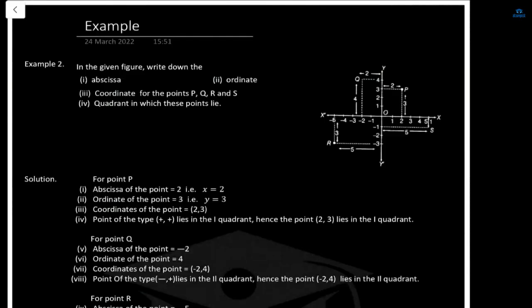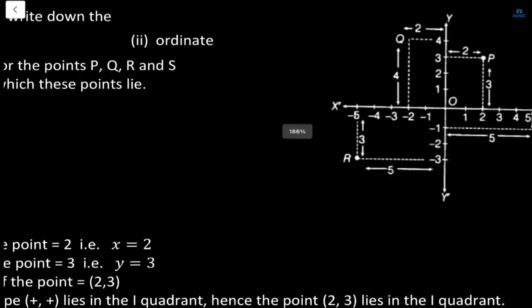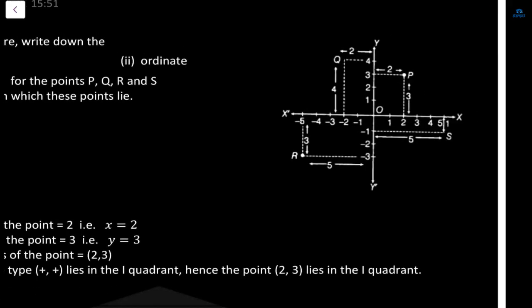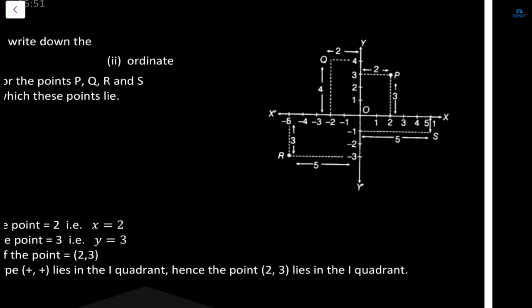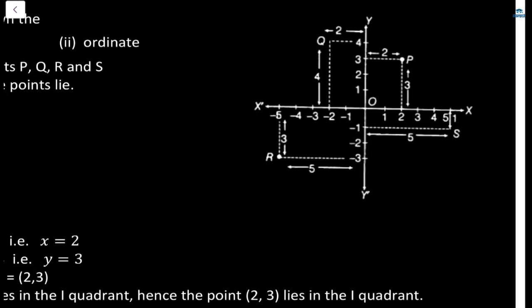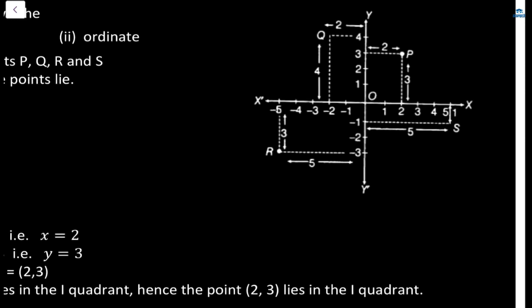This question is very easy, but still you can do it. In the given figure, write down the abscissa and ordinate of all the points. Starting with point P, the abscissa is 2 and the ordinate is 3. For Q, the abscissa is minus 2 and the ordinate is 4. For R, it is minus 3 and minus 5.